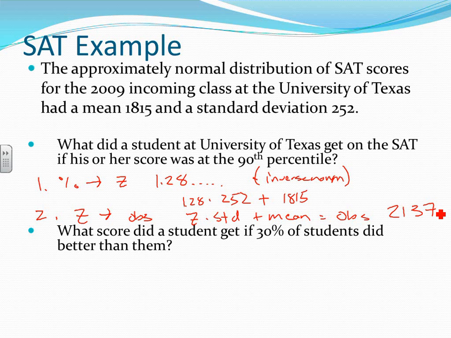Start with your percent, change it to a z. Once you get your z, change it to your observation. You're going to use inverse norm to change it to a z. Once you change it to a z, you're going to change it to your observation.